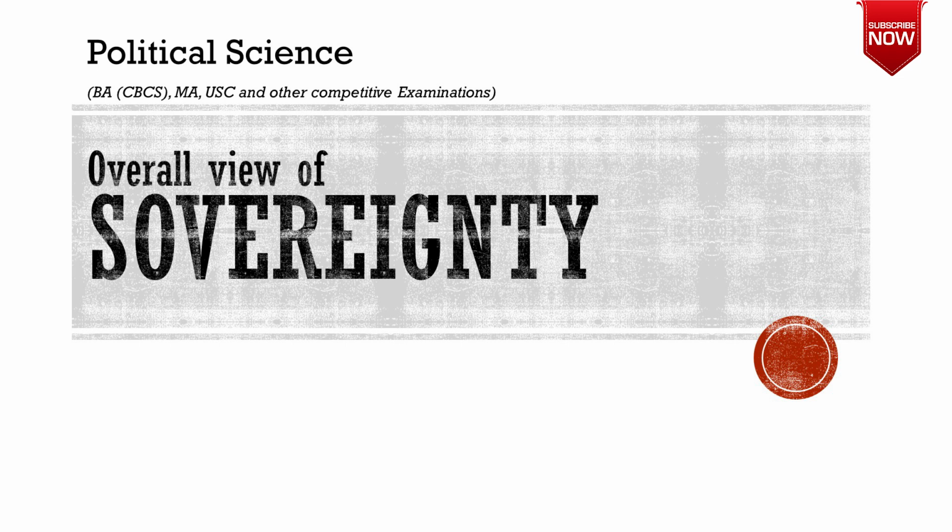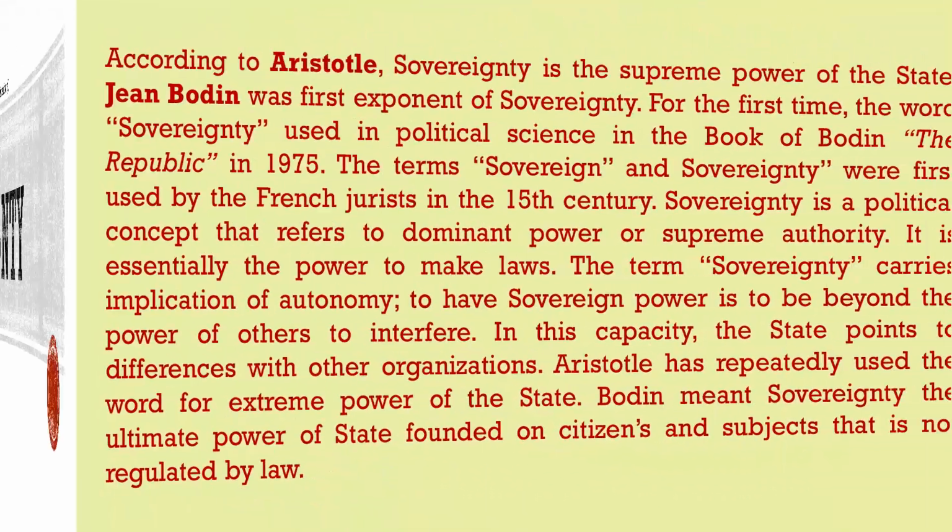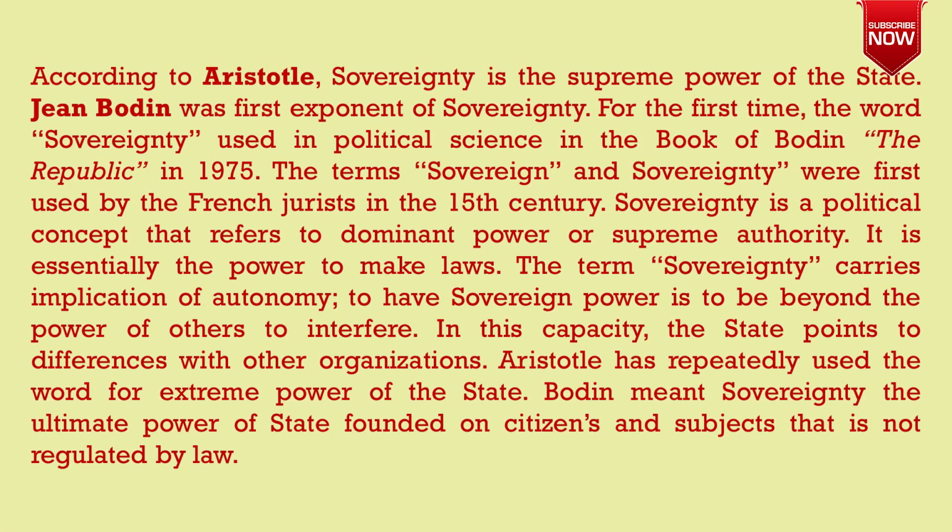Sovereignty refers to the source of ultimate authority in society. It is the claim to be the ultimate political authority, not subject to a higher power, with regard to the making and enforcing of binding decisions in society. Now, what is sovereignty? According to Aristotle, sovereignty is the supreme power of the state.